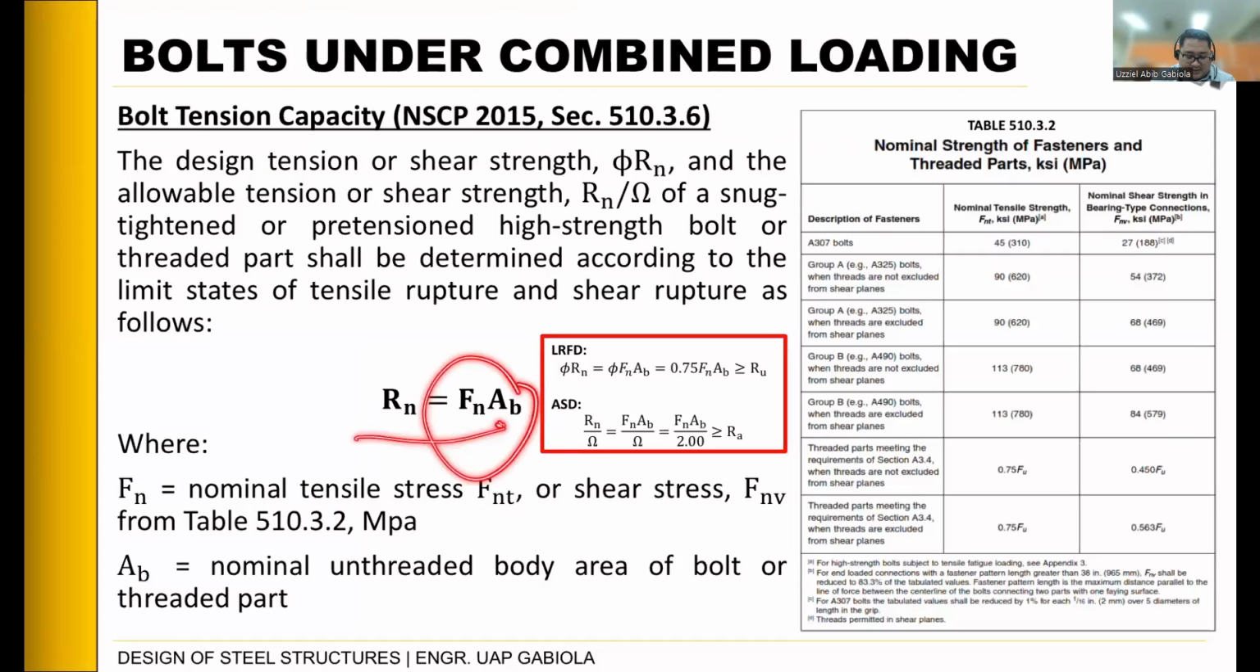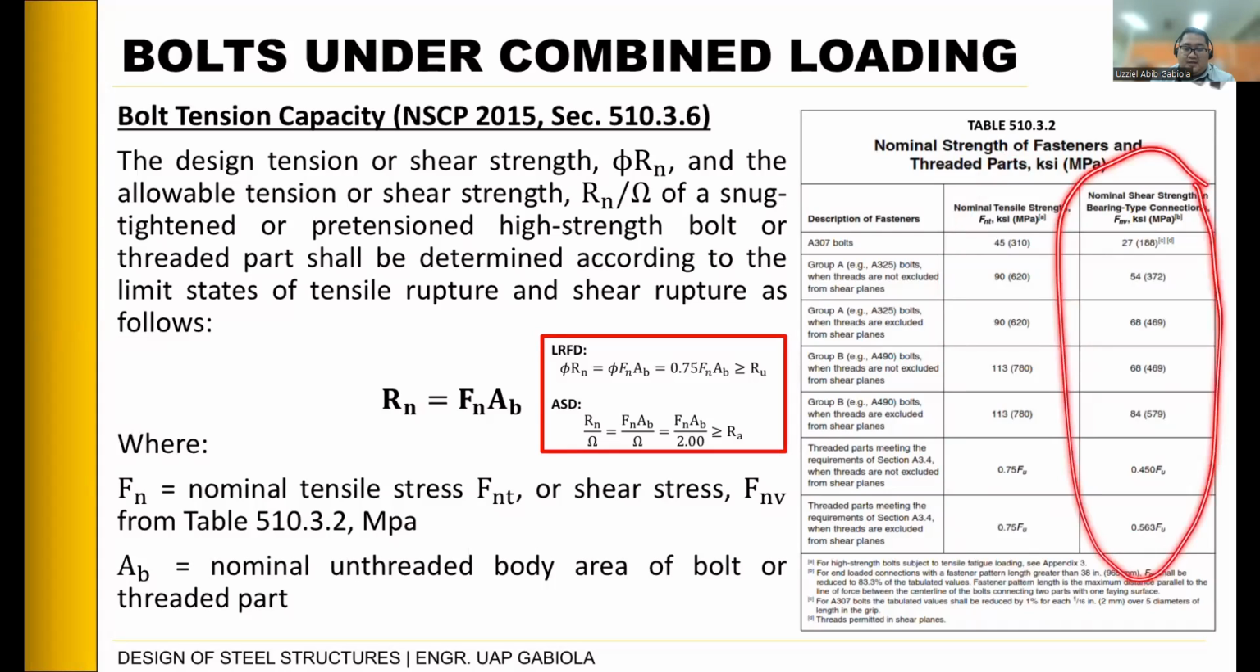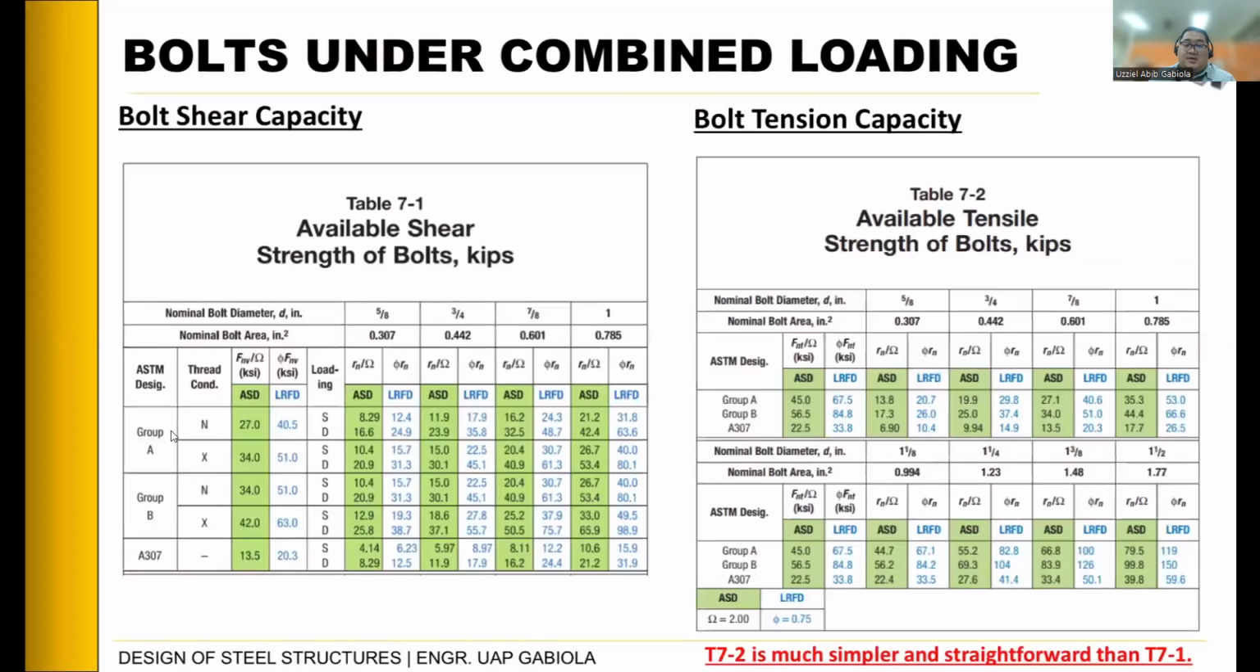But for this case, we will use the nominal stress based on our tensile strength. Before, we used the nominal shear stress. And once we have calculated that, we compare it with the table that we have, which is Table 7-1. So it is the same for tension, it also has a table, and I will provide you a copy of that later.